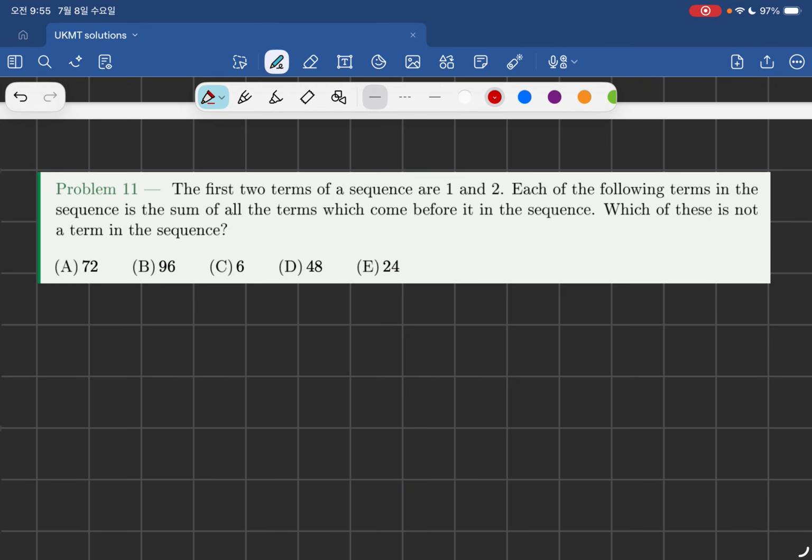So first the terms are 1 and 2. And the third should be the sum of 1 and 2, so it's 3. And the fourth should be the sum of 1, 2, and 3, which is 6. Now we see a pattern here. Starting from the third term, it's just a multiple of 2.